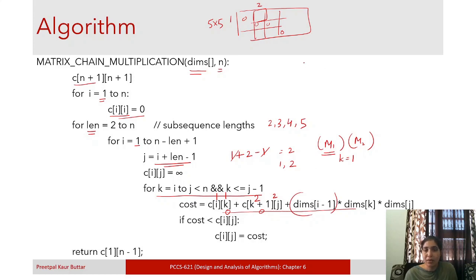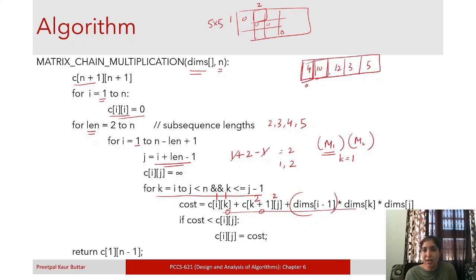Okay, so this is the dimension matrix. So suppose it was 4, 10, 12, 3, 5, like this. Suppose, so the number of rows of the first matrix will be stored at the index 0. Okay, so that is why it is dimensions[I minus 1] into dimensions[k]. Okay, because we have to look at the kth index.